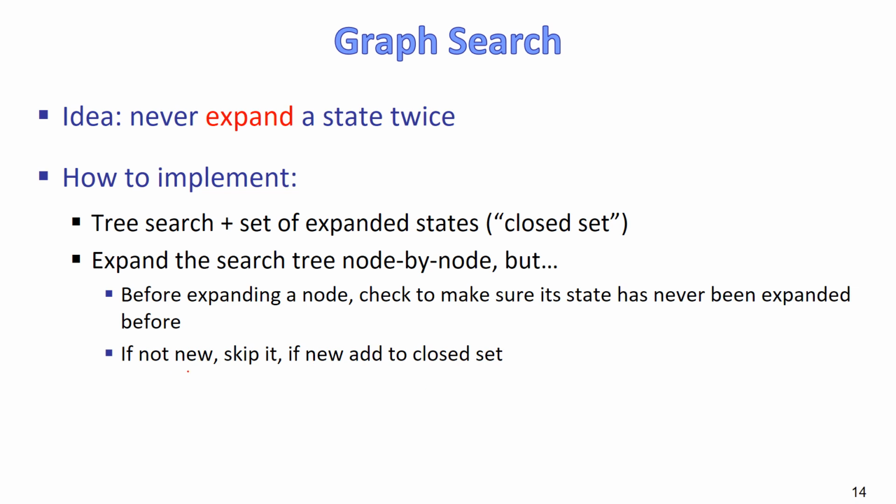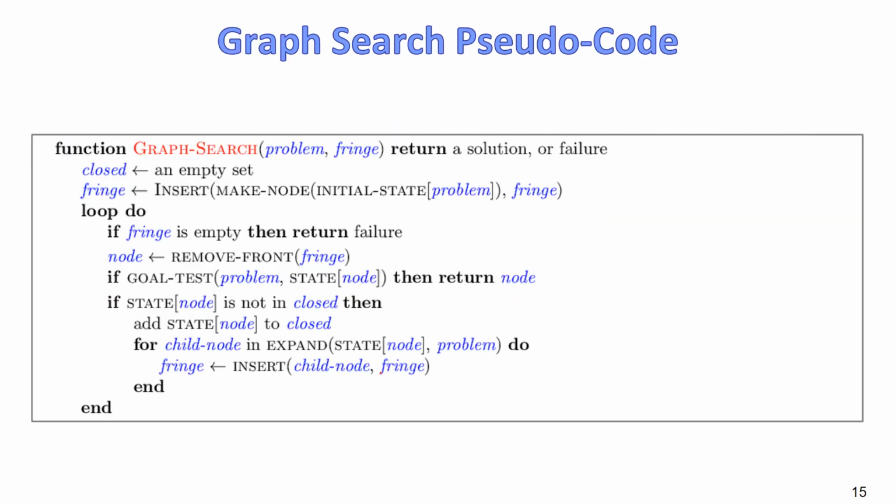If it's not new, which means that it was expanded before, then we will skip it. We will not expand it. We will get it out of the fringe and just discard it, and we'll get a new one from the fringe. If it was not seen before, if it was not expanded before, then we will expand it and add it to the closed set so that we will not expand it again in the future.